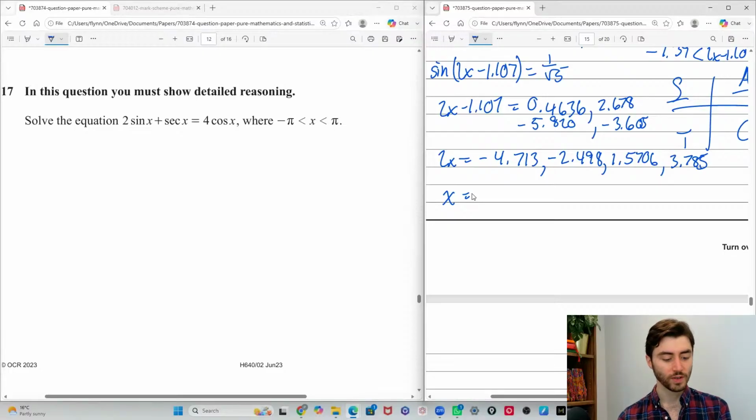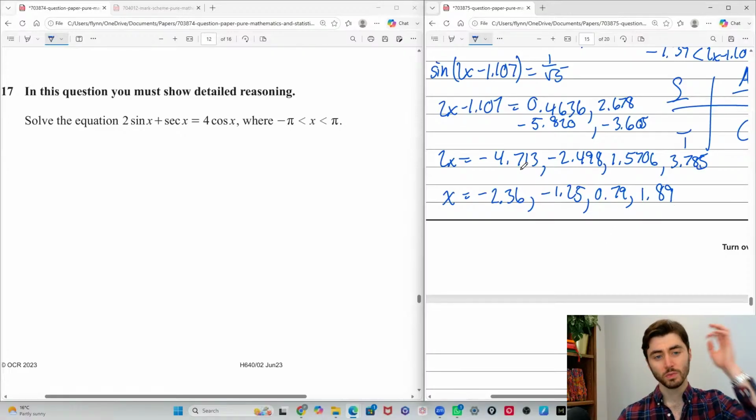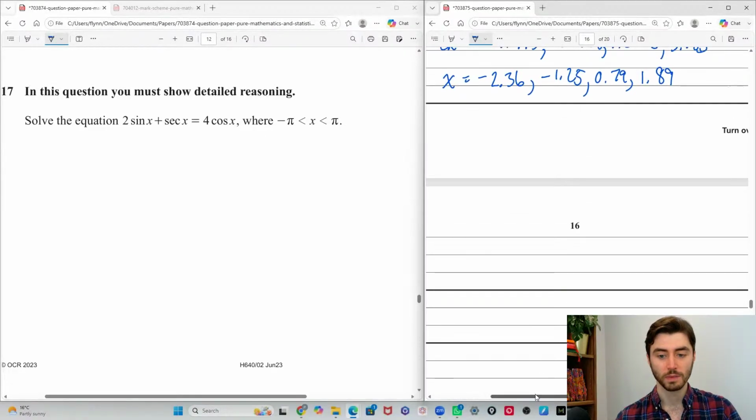This just doesn't feel like how they wanted you to do it. And I'll do them all to 3 sig figs now. So minus 2.498 divided by 2, minus 1.25, 1.5706 divided by 2, 0.79, 3.785 divided by 2, 1.89. Okay. Those are what I think my x values are. Luckily, trig is very easily checked by plugging answers back in.